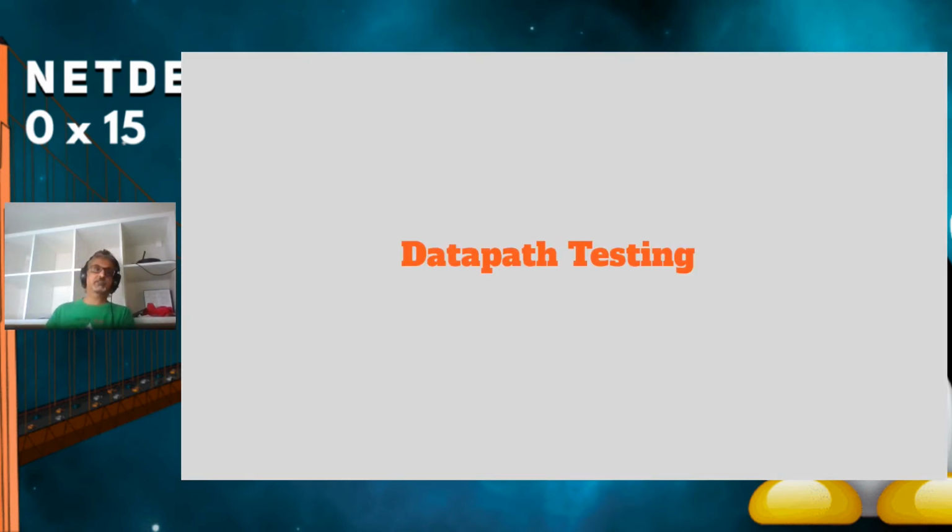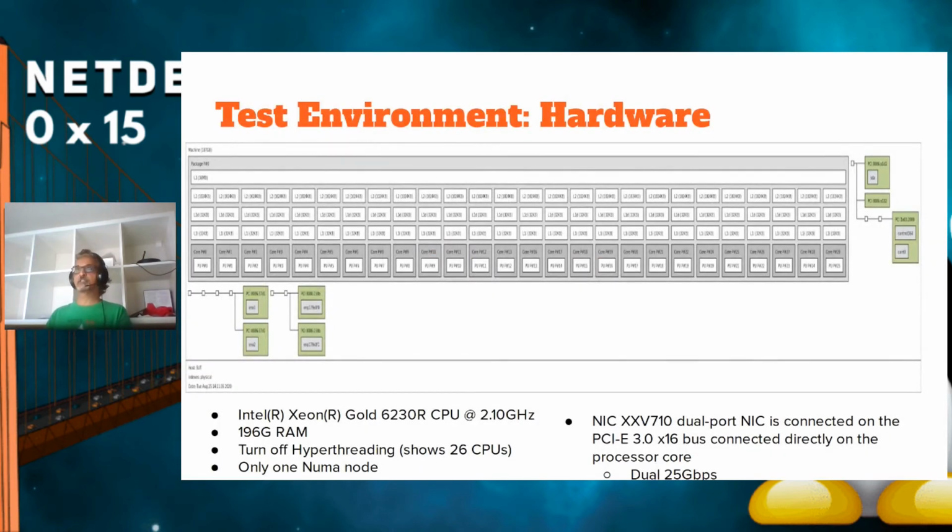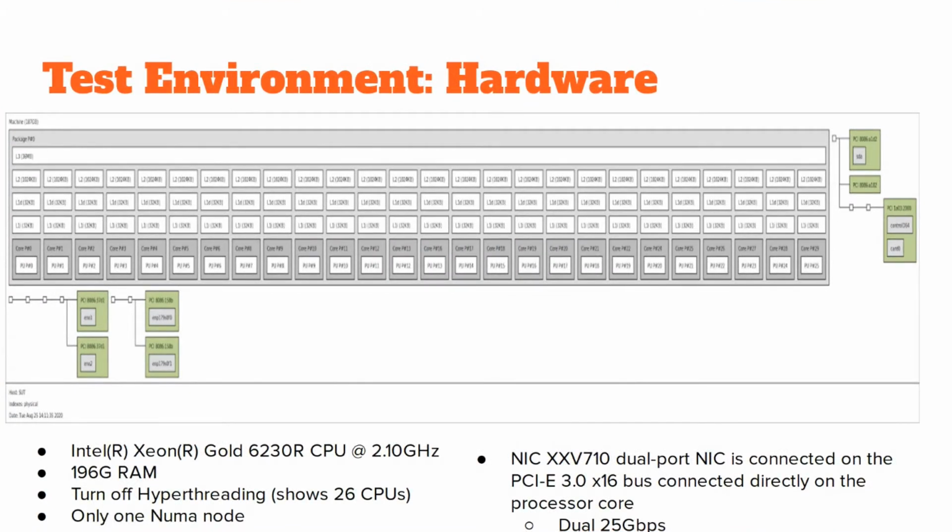Okay, so let's start with the testing. This is the hardware we used. It was a motherboard that had a Xeon Gold 6230 CPU at 2.1 gigahertz, so it's not very high on the frequency range. It's got a lot of RAM. We turned off hyper-threading. It only had one NUMA node, which is great for testing.